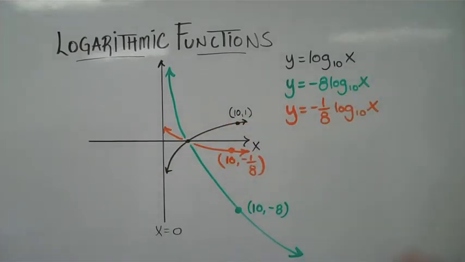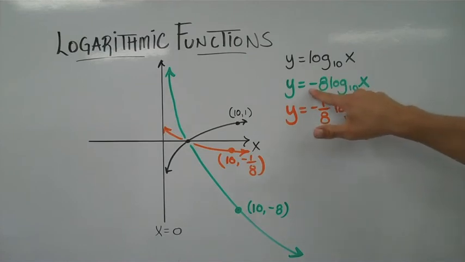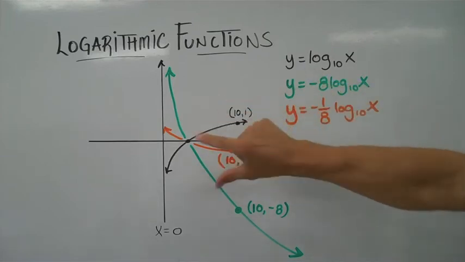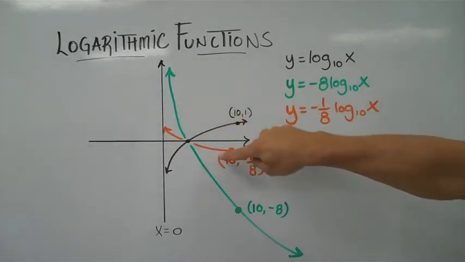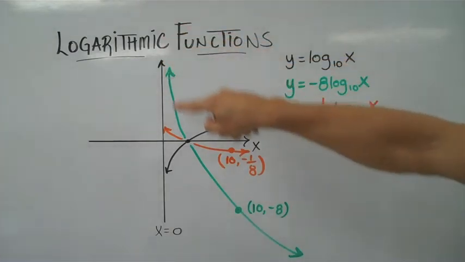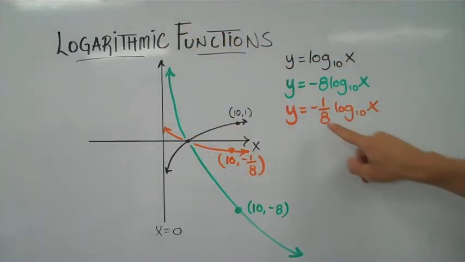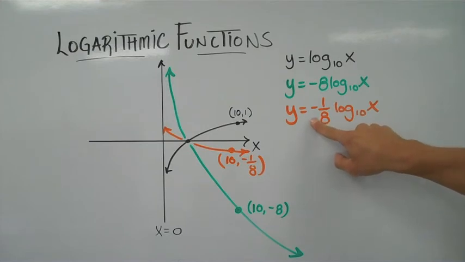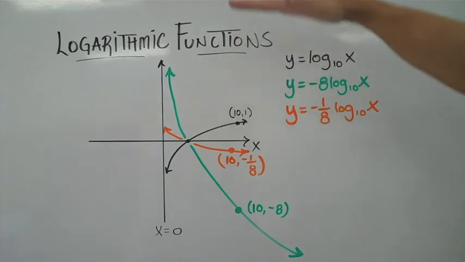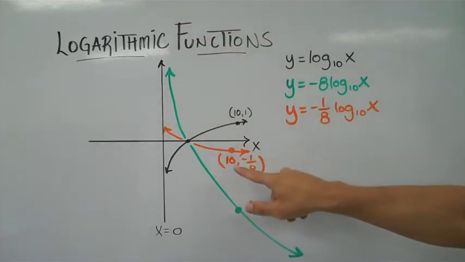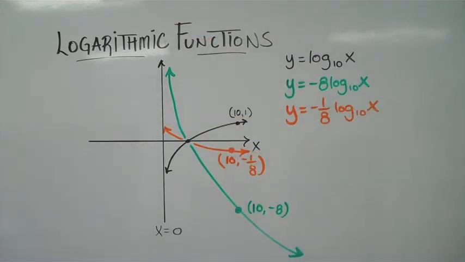Here it is: y equals negative 8 log base 10 of x. Now my k is negative and its magnitude is great. It's far away from 0, negative 8. This is going to flip this parent function, so now it's like this, and then stretch it out. And it gives me this green function through (1, 0) and (10, negative 8). If my k is between 0 and negative 1, I'm going to flip this parent function and then shrink it down. So instead of going through (10, negative 1), I go through (10, negative 1/8).